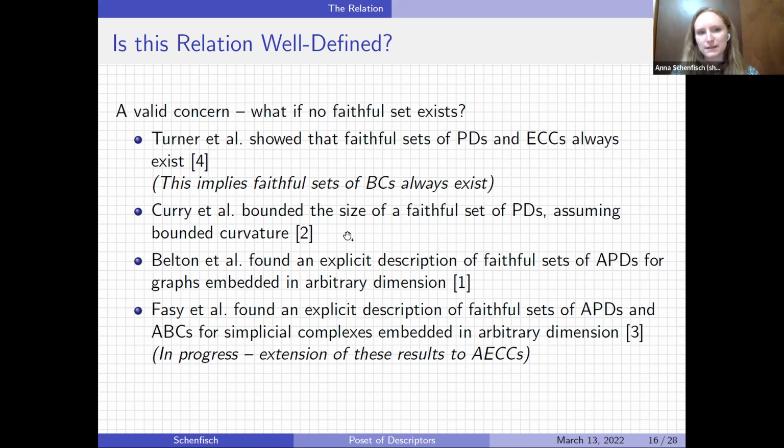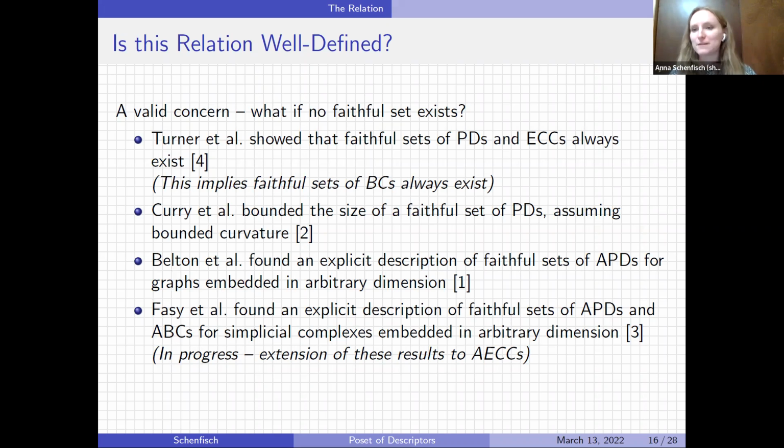And then I think in 2018, Curry et al. gave a bound on the size of a faithful set of persistence diagrams, and that assumed some curvature bounds on the underlying simplicial complex, so sort of like the flatness of it. And then our group at MSU, first we found an explicit description of a finite faithful set using augmented persistence diagrams for graphs, and then we later extended it to arbitrary simplicial complexes. And that was for augmented persistence diagrams and augmented Betti curves. And an interesting ongoing project is trying to pin down the details of what we would need to extend that to augmented Euler characteristic curves.